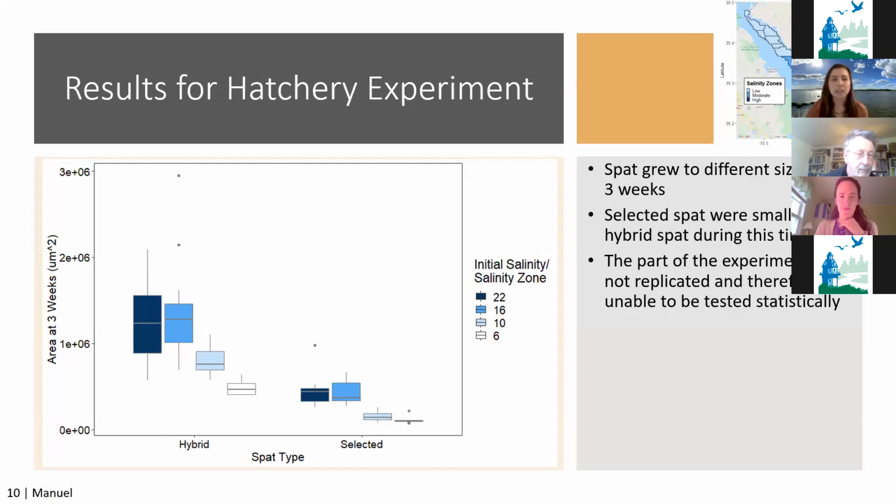So this figure shows the area of the spat on the y-axis and the type of spat on the x. It is colored by initial salinity they were placed in, which is analogous to the salinity zone from the wild spat experiment. So yeah, during this time period, growth in the 22 and 16 parts per thousand, so these 2 darker colors, were pretty similar across both types of spat, and then in the 10 and followed by the 10 and 6 overall. And the takeaway from this is that the spat types grew differently, and then there also is a trend of decreased growth with decreasing salinity.